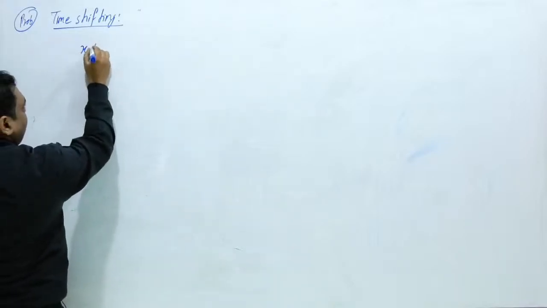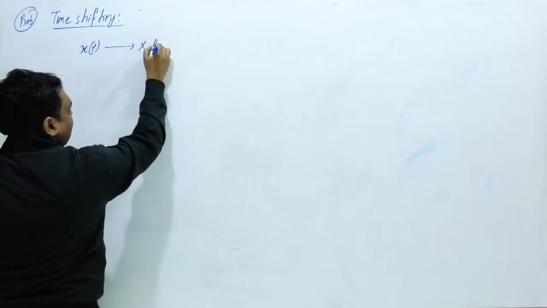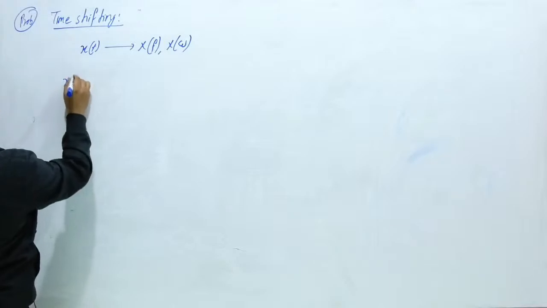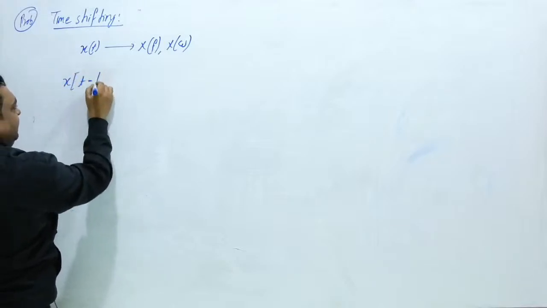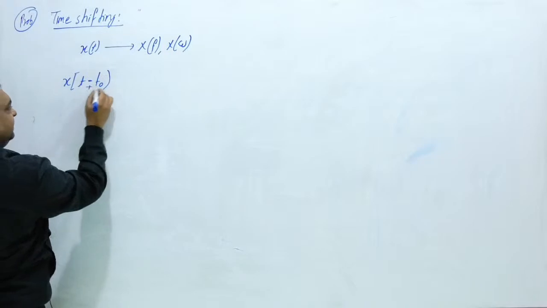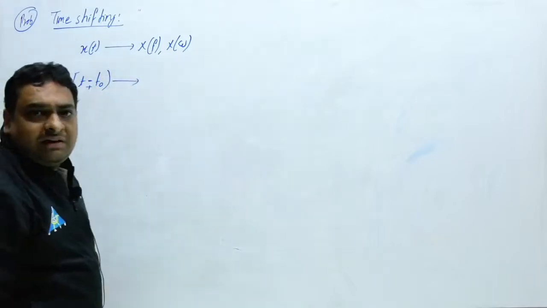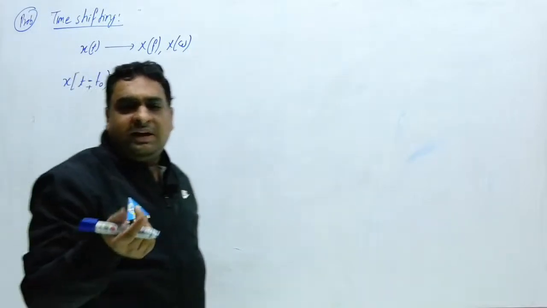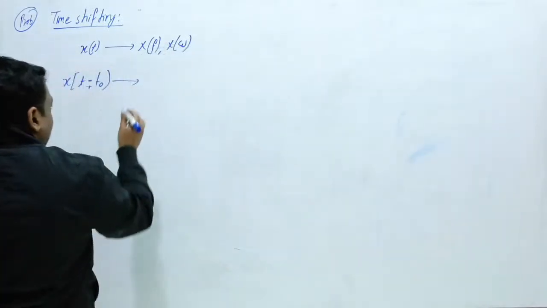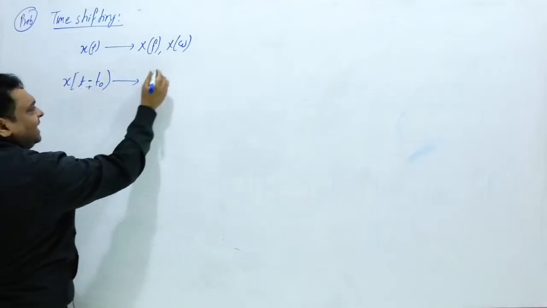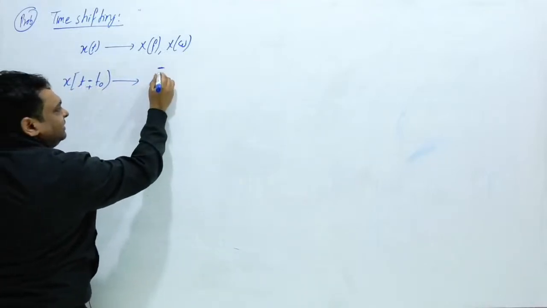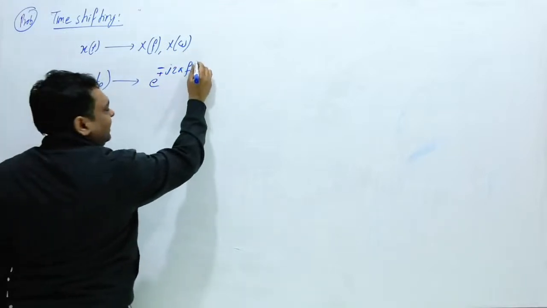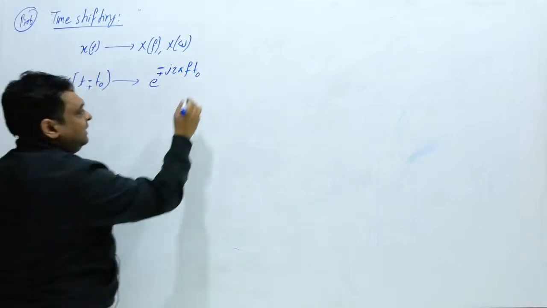If x(t) Fourier transform is X(f), or you can say X(omega), then what will be the Fourier transform for x(t minus t0) or x(t plus t0)? Just remember, if there is a time shift, in the frequency domain an exponential term will be multiplied. So e raised to power, if this is minus, this will be minus, if this is plus, this will be plus, j 2 pi f times the shift t0, multiplied with X(f).